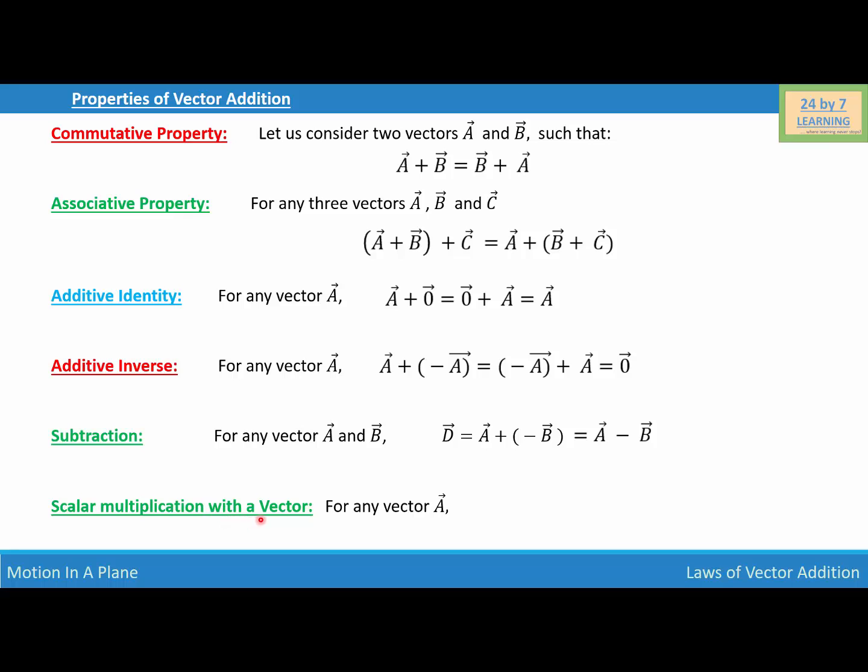Scalar multiplication with a vector. For any vector A, the absolute value of k times vector A is equal to the absolute value of k times the absolute value of vector A, where k is a scalar. In other words, we can say that if we multiply a vector by a scalar and find the magnitude, that will be equal to the magnitude of the vector times the scalar k. And these are the properties of vector addition.